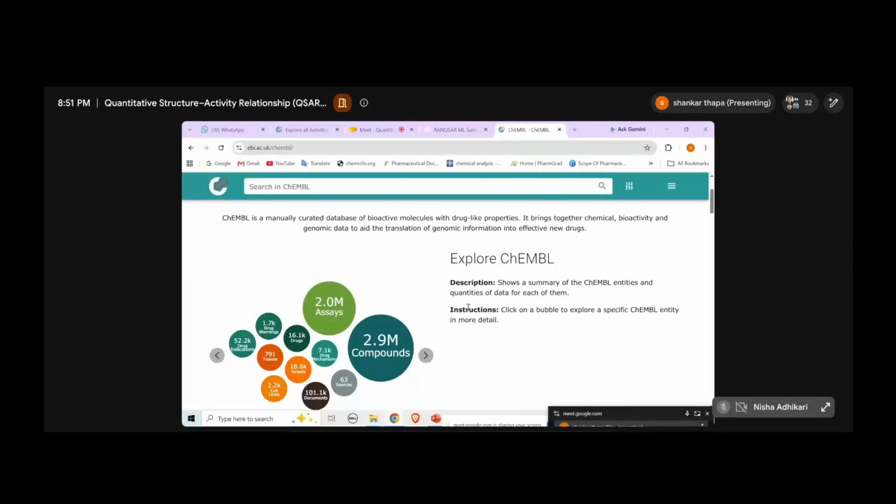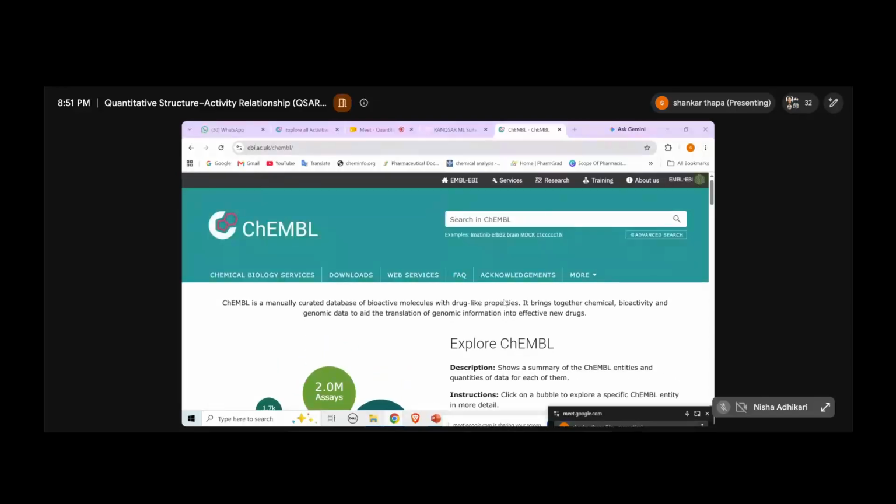You can get activity in MIC form also, or in micromolar or any other form. But we need IC50 or Ki, that is, either binding affinity or inhibitory concentrations. We need IC50. So here you can type the term.